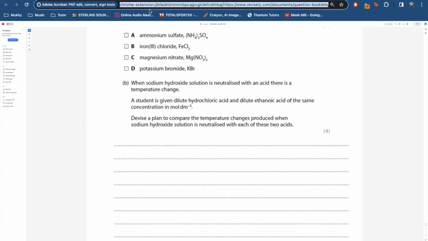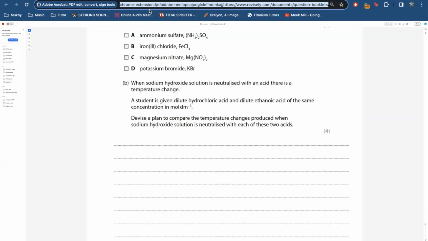Don't overcomplicate. Oh, to compare the temperature changes when it's neutralized with each of these two acids. Just to compare it. What does it say? The first three words of that paragraph you just read. To devise a plan. That's all you need to do. It doesn't actually ask you to compare it. It wants the plan to compare it.